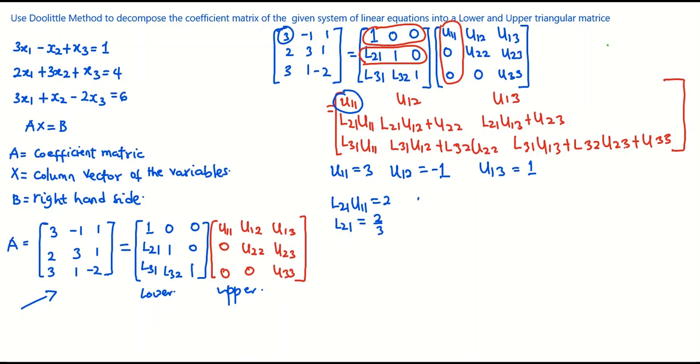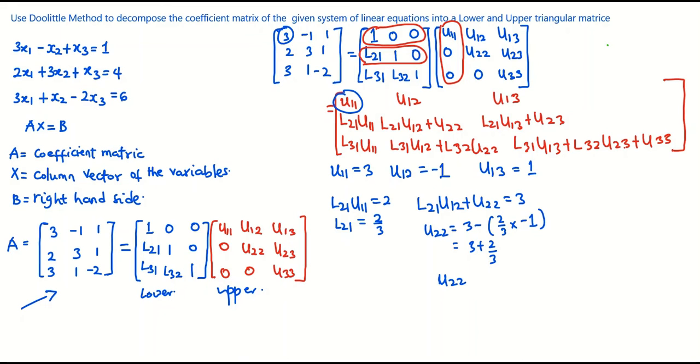And then for the next one, we have L21 multiplying u12 plus u22, and this will be equal to 3. We know the value of L21, we know the value of u12, so we're going to find u22. So u22 will be equal to 3 minus L21, which is 2 on 3, times u12, which is minus 1. So then we're going to get 3 plus 2 on 3. Let's see what we're going to get for u22.